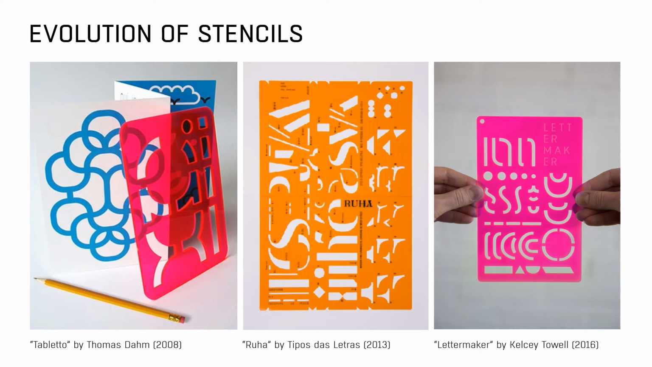In the last decade, these interesting stencils have been designed. Tabletto is conceived as a typographic kit of 10 shapes with which not only letters in any language can be created but also illustration. Rua divides the letters into 53 components that are grouped by formal similarity in order to be repeated in the formation of similar letters.